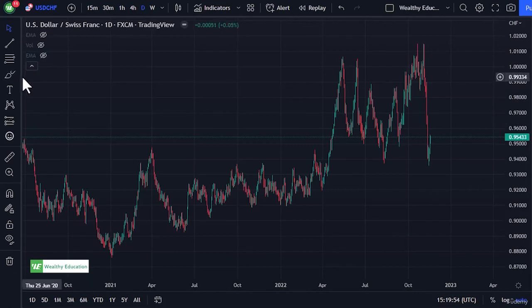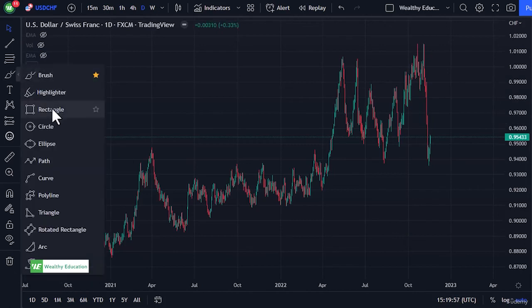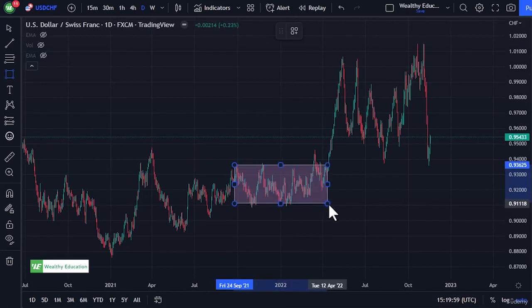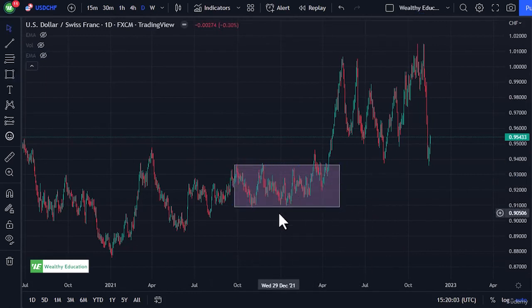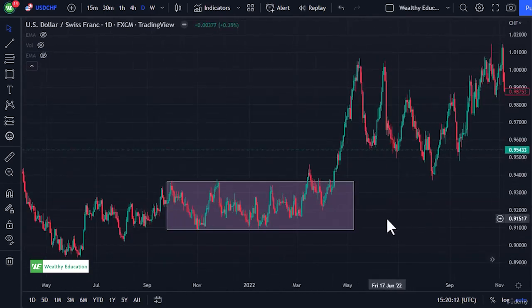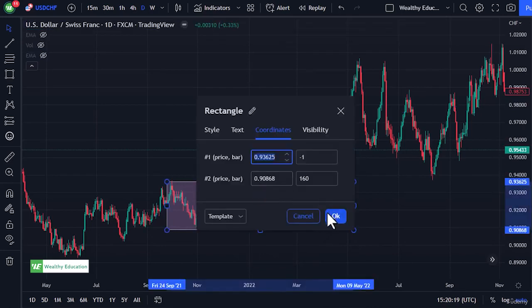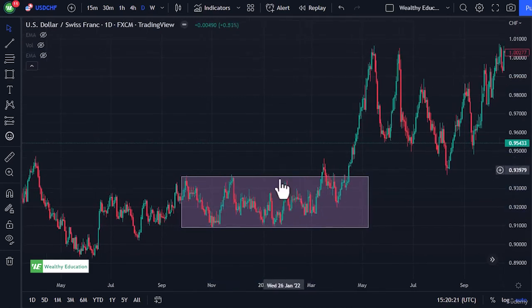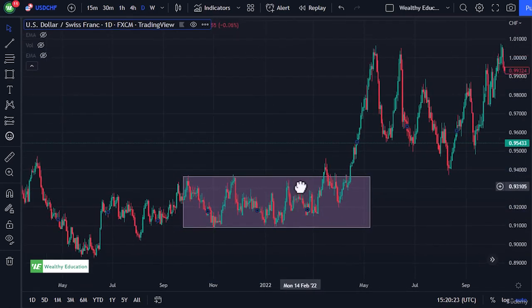Well, we can click on the brush tool, click on rectangle. And you can see we had been in a rectangle here in the dollar Swiss. False breakout, but notice how we didn't come back as low. So your stop loss being back here, you're still looking for, at the very least, a doubling of the pattern.